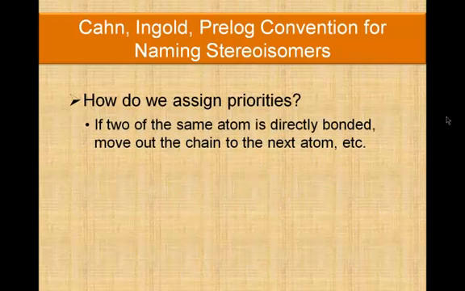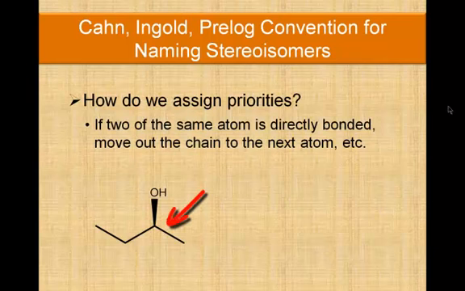What if I find myself in a situation where I have the same atom bound directly to the tetrahedral carbon? Then I'm going to have to move out the chain. Here we have an example. This molecule has a tetrahedral stereocenter. This molecule is 2-butanol, or I could also call it sec-butanol.